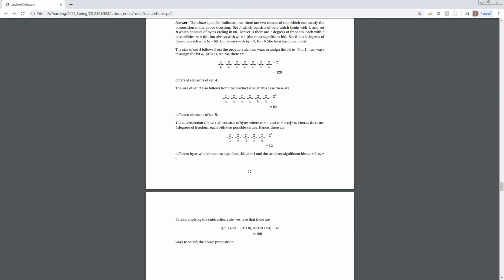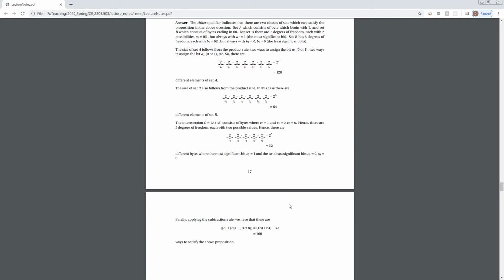There's only one way to set them to 0, or to assign them the value of 0. Again, we're multiplying by the product rule of 1, since there's only one way to do that, so we just leave that off of our calculation. And so now there's 2 to the 5, or 32 ways in which the first bit is set and the least significant 2 bits are unset.